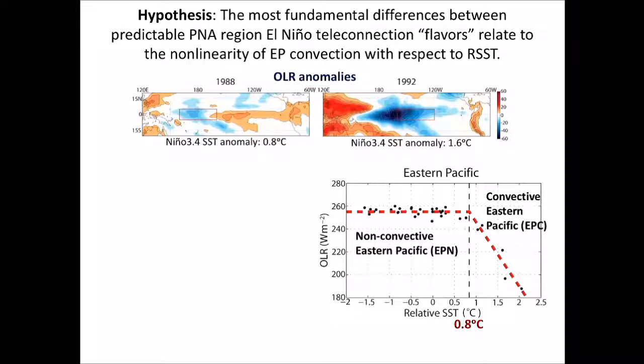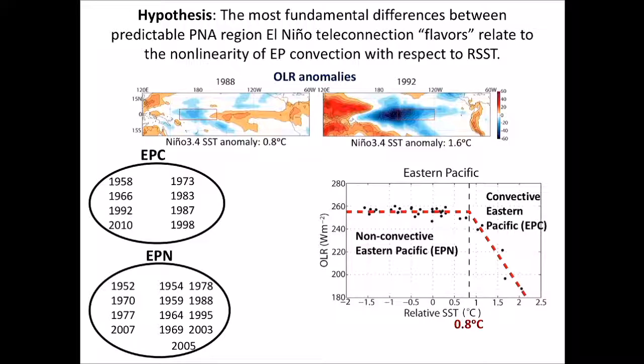So it's similar to the Chiodi and Harrison OLR El Niño criterion, except this has the advantage of having a relative SST criterion, so we can go back further in the record. And also, relative SST is something that's potentially predictable, whereas OLR is not, at least not directly on seasonal timescales. Okay, so we do this partitioning, and we get 8 convective Eastern Pacific events and 13 non-convective Eastern Pacific El Niño events. And you might wonder, is this really any different from Eastern Pacific versus Central Pacific El Niño?